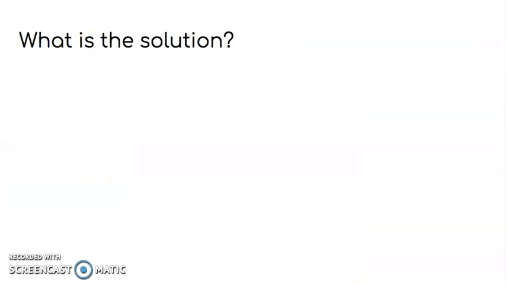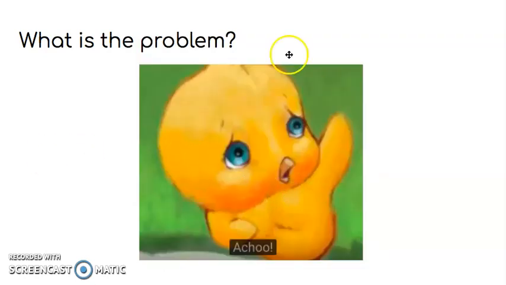What was the solution? So we said that the problem was that Chicken Little thought the sky was falling and it almost got her eaten. The solution was she had a big sneeze, achoo, that brought her back to her senses. So that is how you would retell a story.